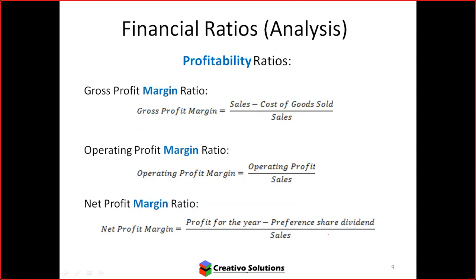Right, a few profitability ratios. You've seen this before in 2601. Gross profit margin, operating profit margin, and net profit margin. All have a different numerator, but they all have a common denominator: sales, sales, and sales. When looking at net profit, how do we get net profit? Profit for the year minus preference share dividend. How do we get the net profit? The net profit is the profit for the year.